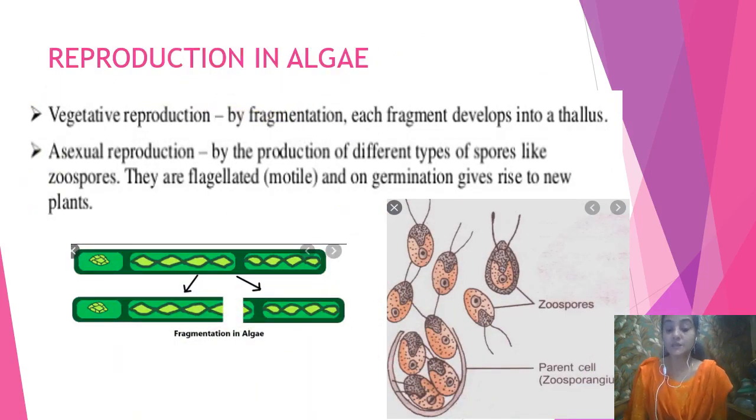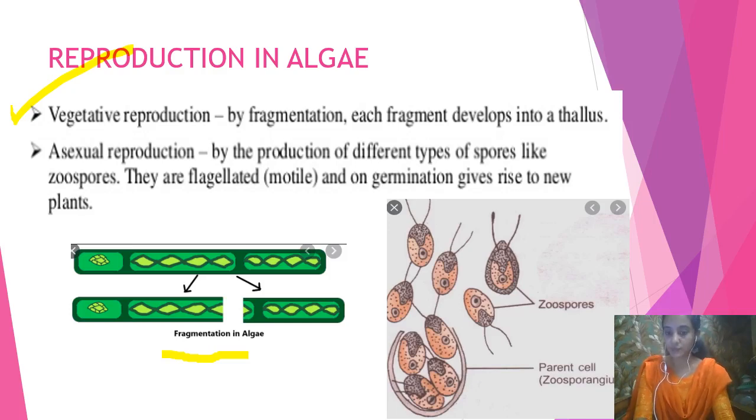Now, the next part is how algae reproduce. Generally, they reproduce by three methods: vegetative reproduction, asexual reproduction, and sexual reproduction. First, let's see how it reproduces vegetatively. I have given you a picture of the vegetative reproduction, that is fragmentation. The picture itself is very clear for you. A single alga is there, and it has been fragmented.